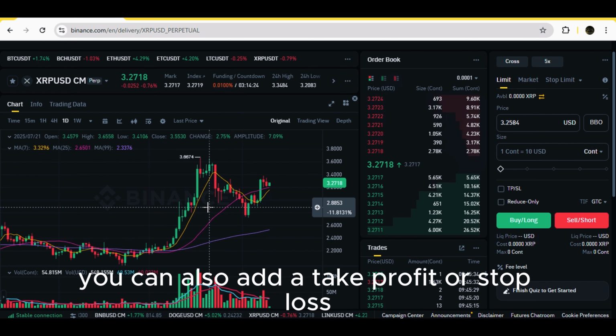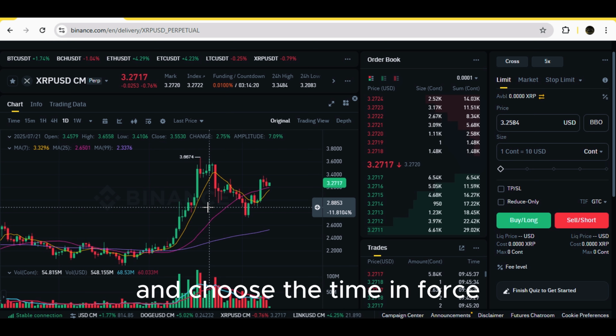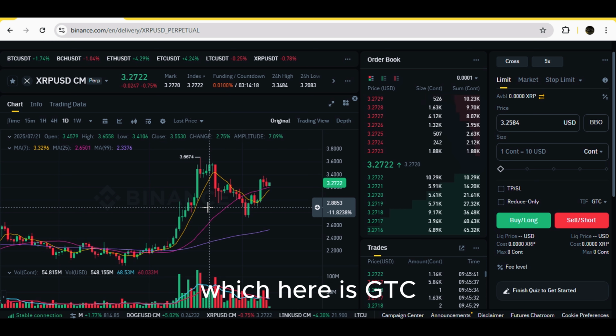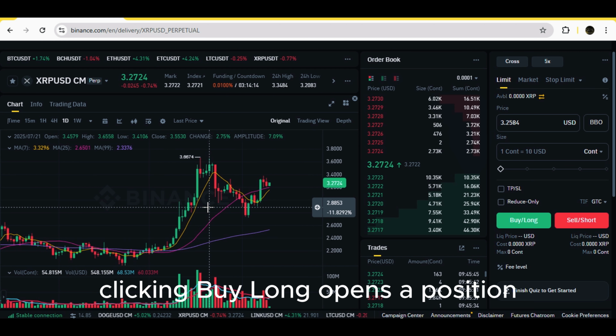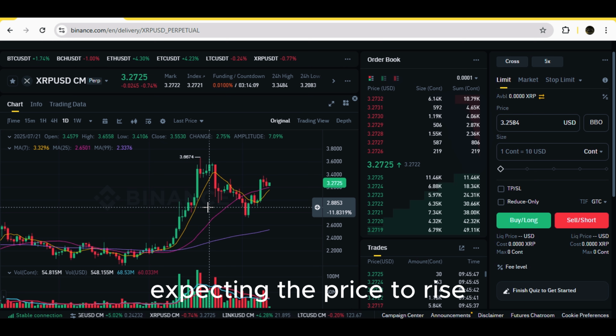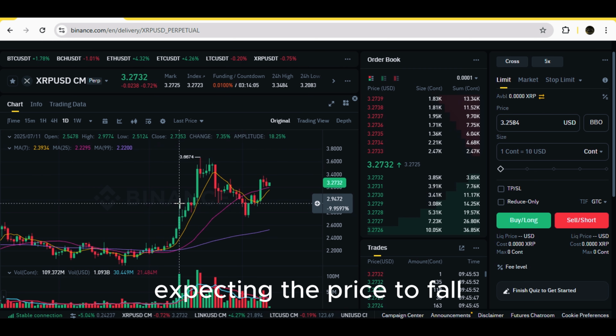You can also add a take profit or stop loss, set the order as reduce only, and choose the time in force, which here is GTC, good till canceled. When you're ready, clicking Buy Long opens a position expecting the price to rise, while Sell Short opens a position expecting the price to fall.